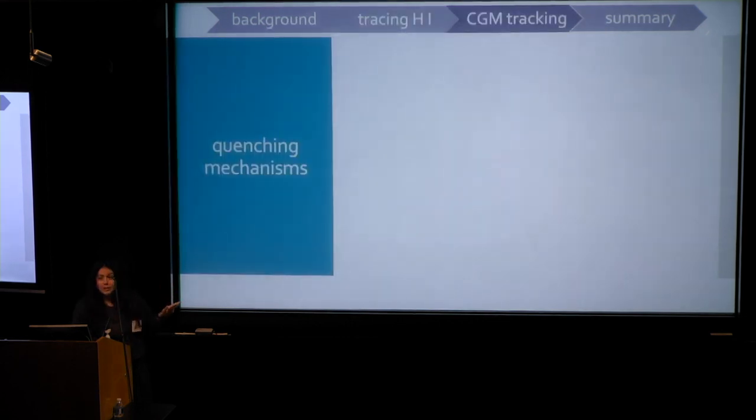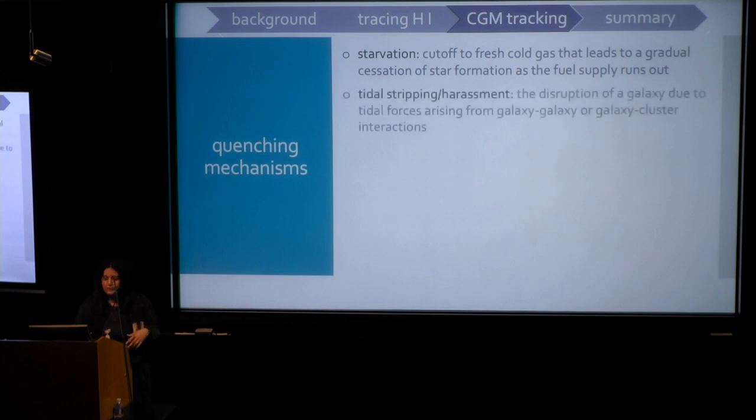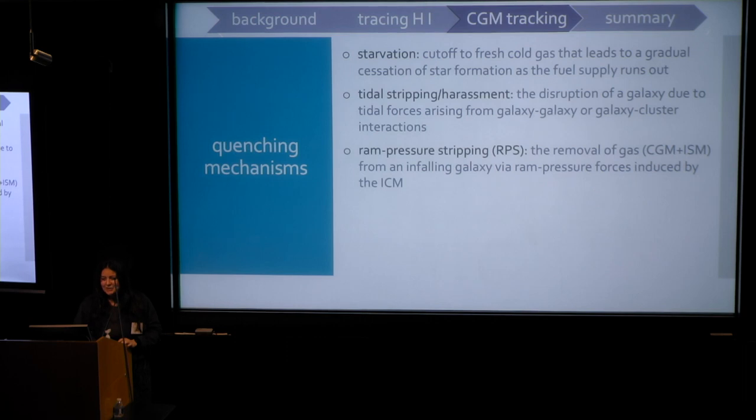So let's talk a bit about some of these potential quenching mechanisms. First, there's starvation, which is essentially a slow, gradual cutoff of star formation due to the supply of cold gas running out. There's tidal stripping or harassment. This has to do with galaxies being disrupted due to tidal forces, either from galaxies interacting with each other or the galaxy and cluster environment. Ram pressure stripping, which is the removal of gas, that could be the CGM gas or ISM gas, from a ram pressure force.